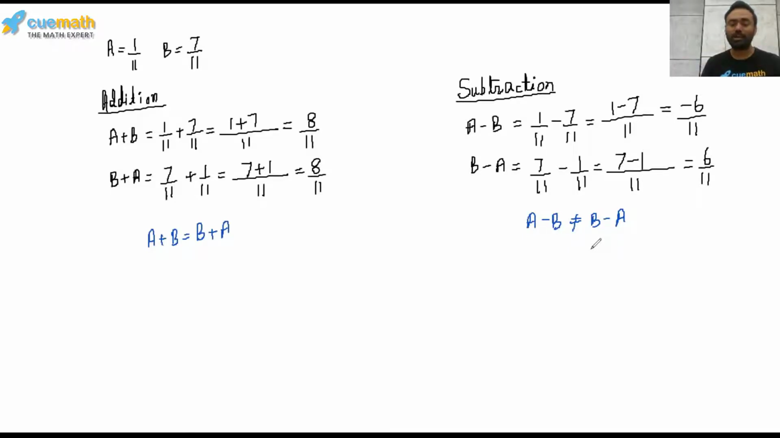So you all can take more examples and verify the same. Let's now move on to the next property, where we'll have to check that a set of rational numbers is closed under addition and subtraction.